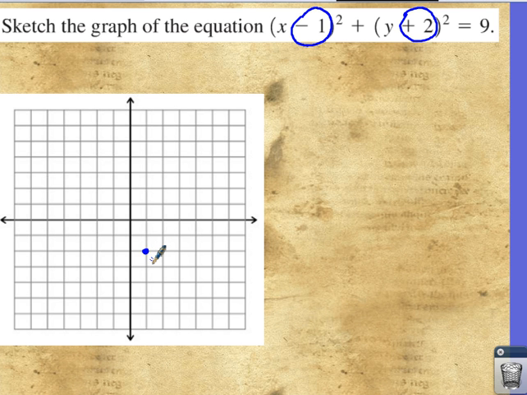This is the center. The center of this circle is not 0, 0. It's been shifted to the right 1 and down 2. Colby, what's the radius? Good. So from this dot, I'm going to go up 3, down 3, right and left. That's 4, I think. 1, 2, 3. Try again. Right 3 and left 3.